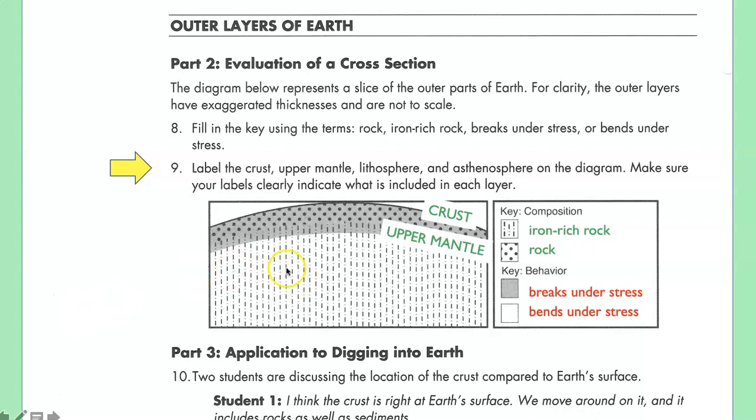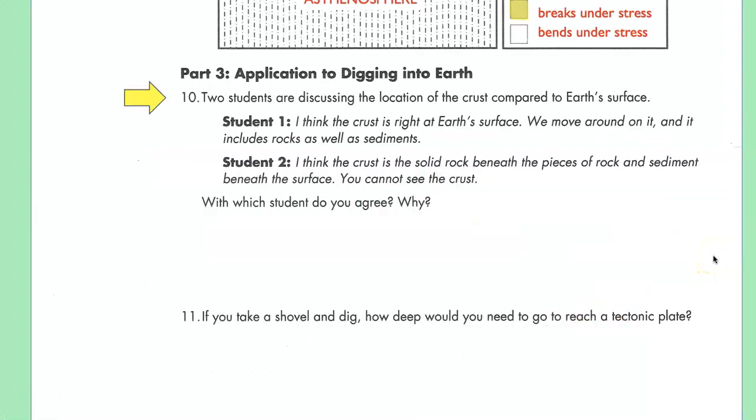So the crust and upper mantle, again, are compositionally different. The crust is this polka dot area that's on the very top, and the upper mantle is the part that has the pattern with little stripes, the iron-rich rock. When it comes to the lithosphere and asthenosphere, now we're looking at behavior differences. And I've shaded yellow the lithosphere that breaks under stress, and then the rest of the area here that's in white is the asthenosphere. It bends under stress.